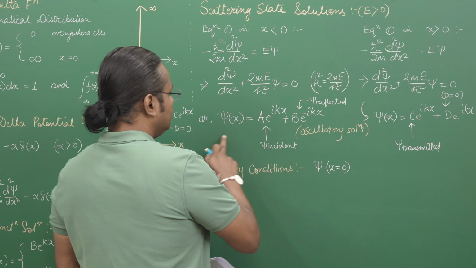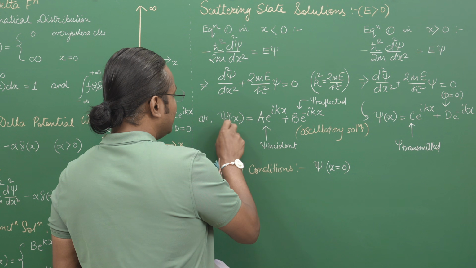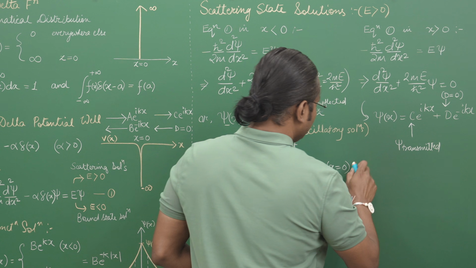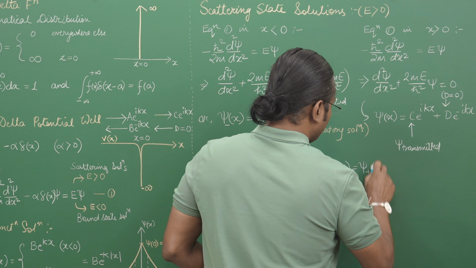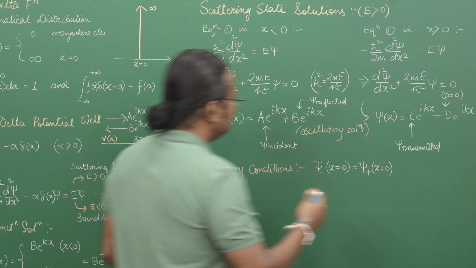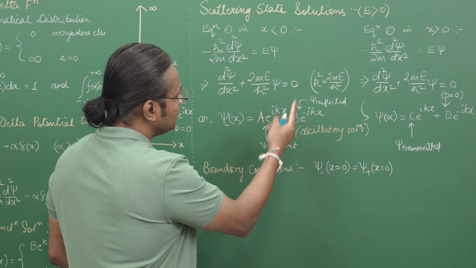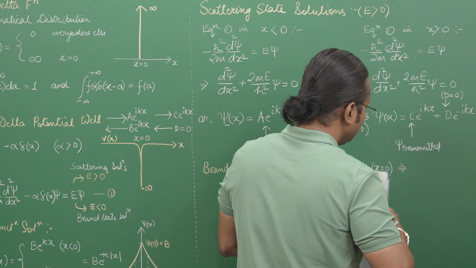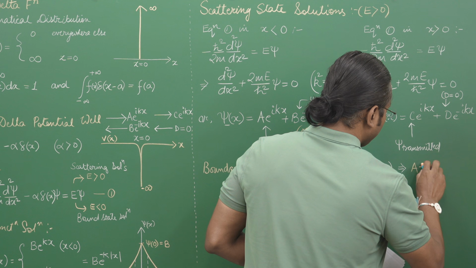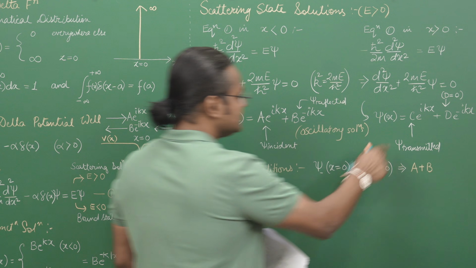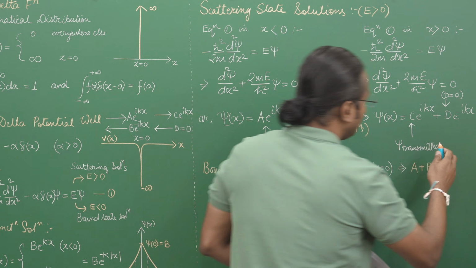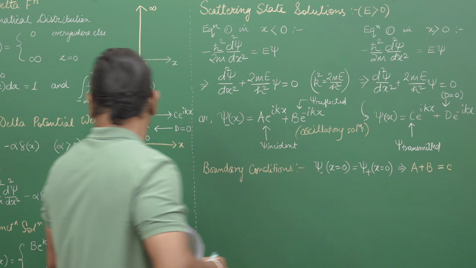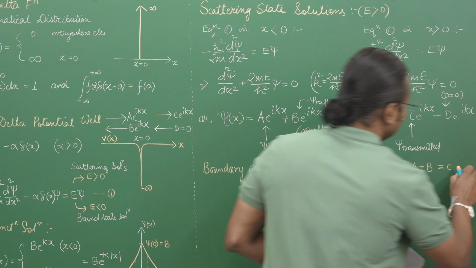I want to write the wave function which is in the negative x-axis as psi minus and the wave function in the positive x-axis as psi plus. What do we get? So A e to the power 0 plus B e to the power 0. So essentially this is nothing but A plus B, and in the right hand side we have C e to the power 0, so it is equal to C. So A plus B is equal to C. Let's suppose this is point number 2.